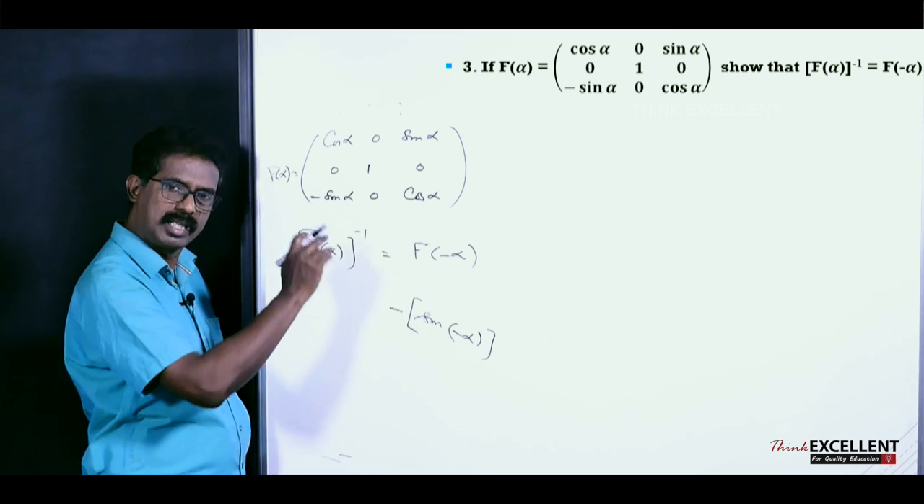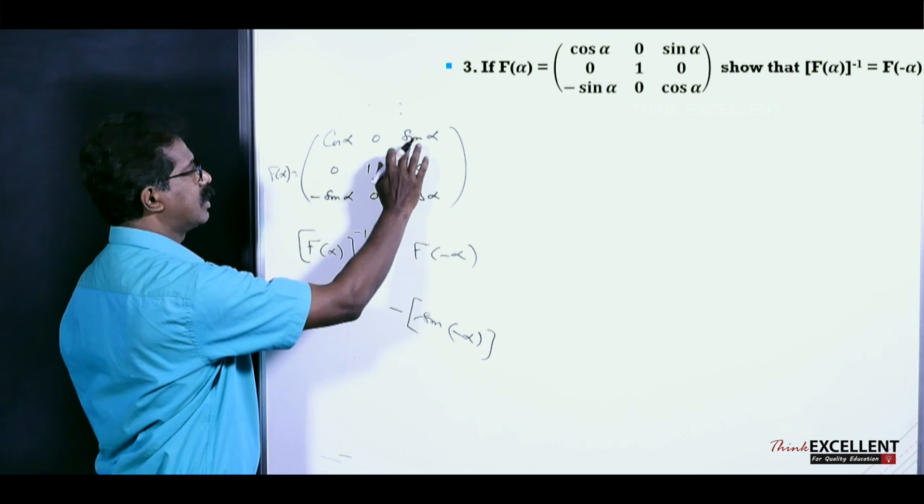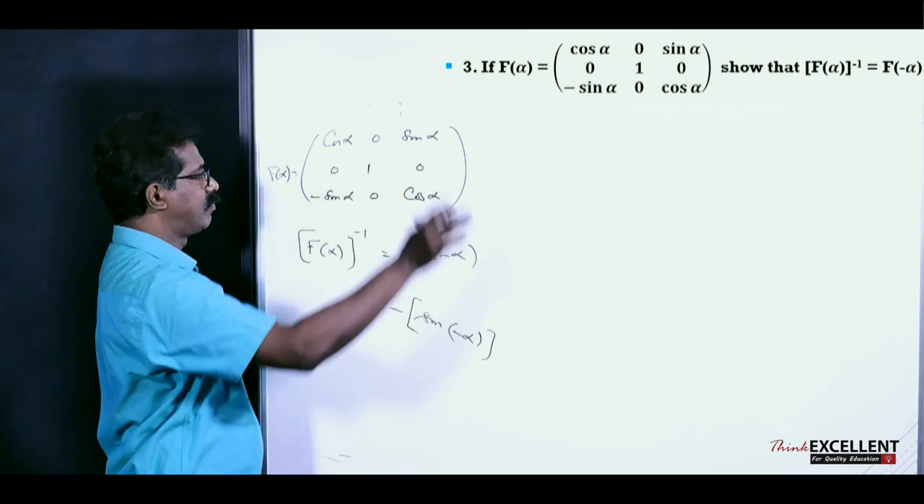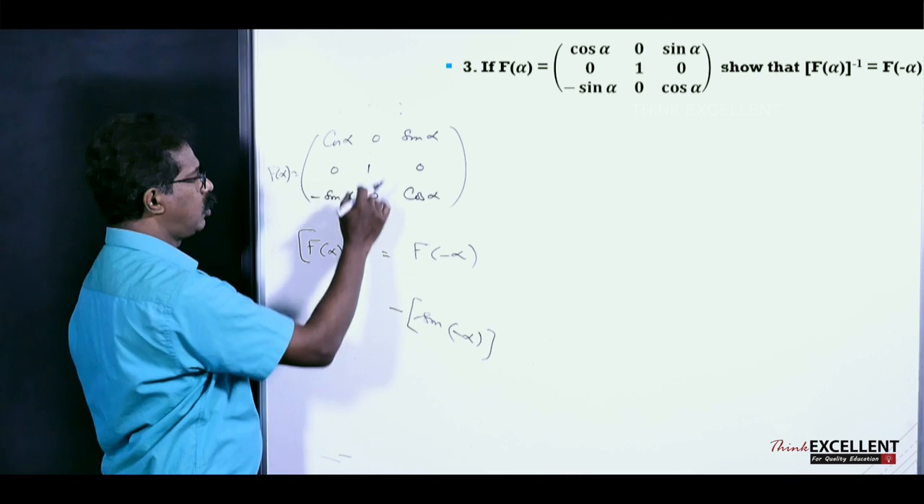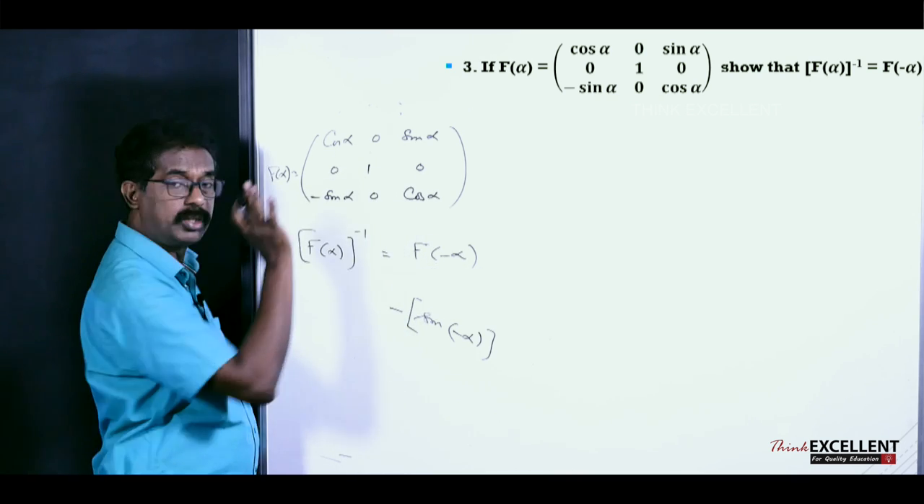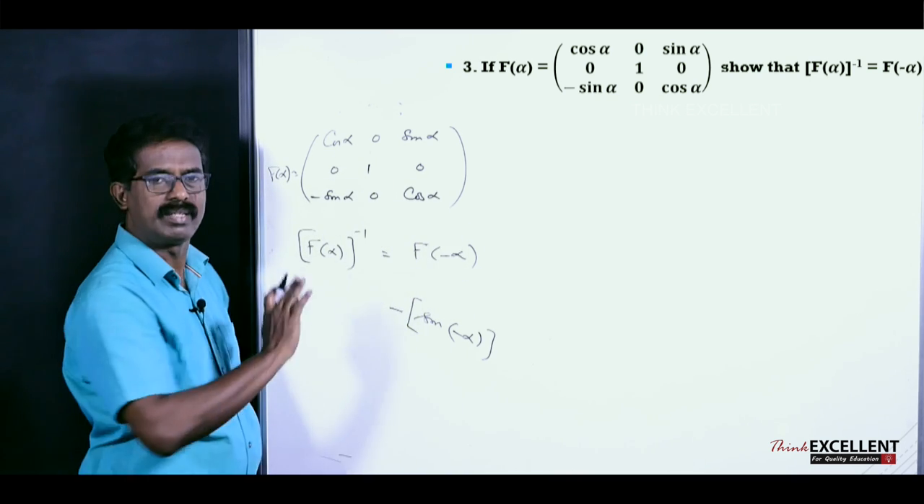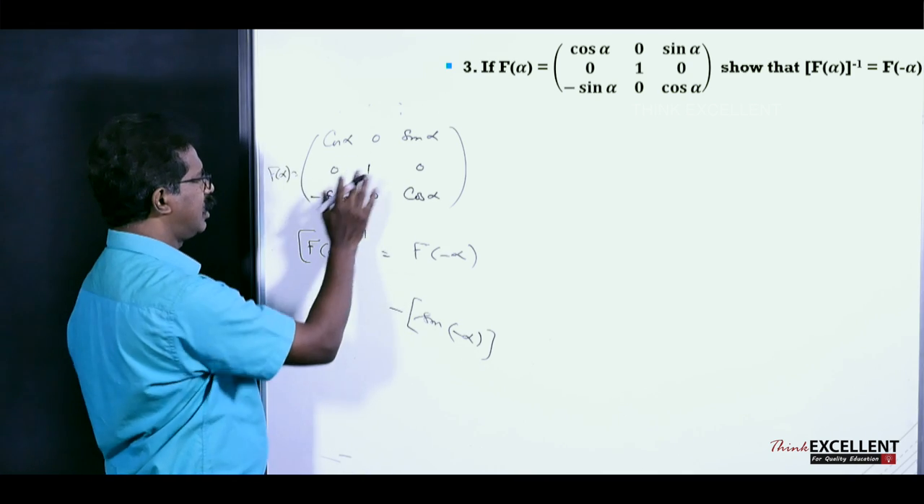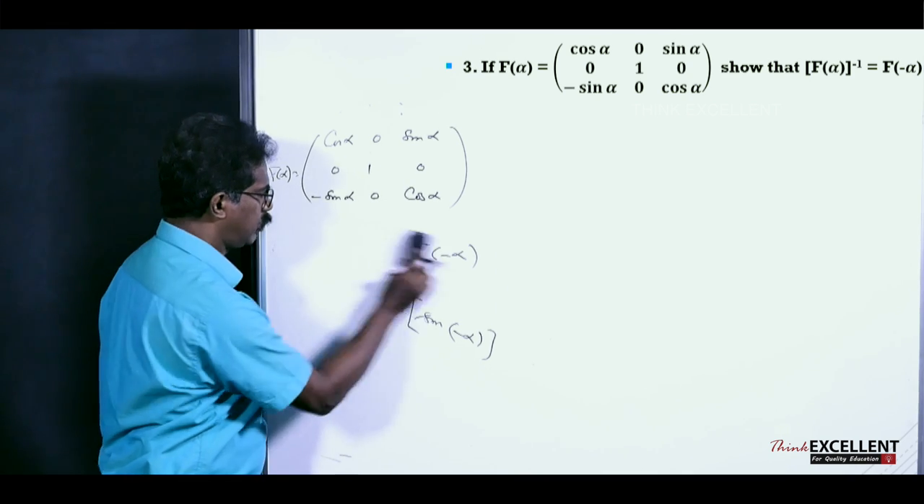Cos minus alpha is cos alpha. Only here sine minus alpha is minus sine alpha. All other terms will be plus. 0, 1 and the rest you write, only for alpha you put minus alpha. So the RHS you can find very easily. Then the LHS, as I said, is A inverse. Okay, see how we are doing that one.